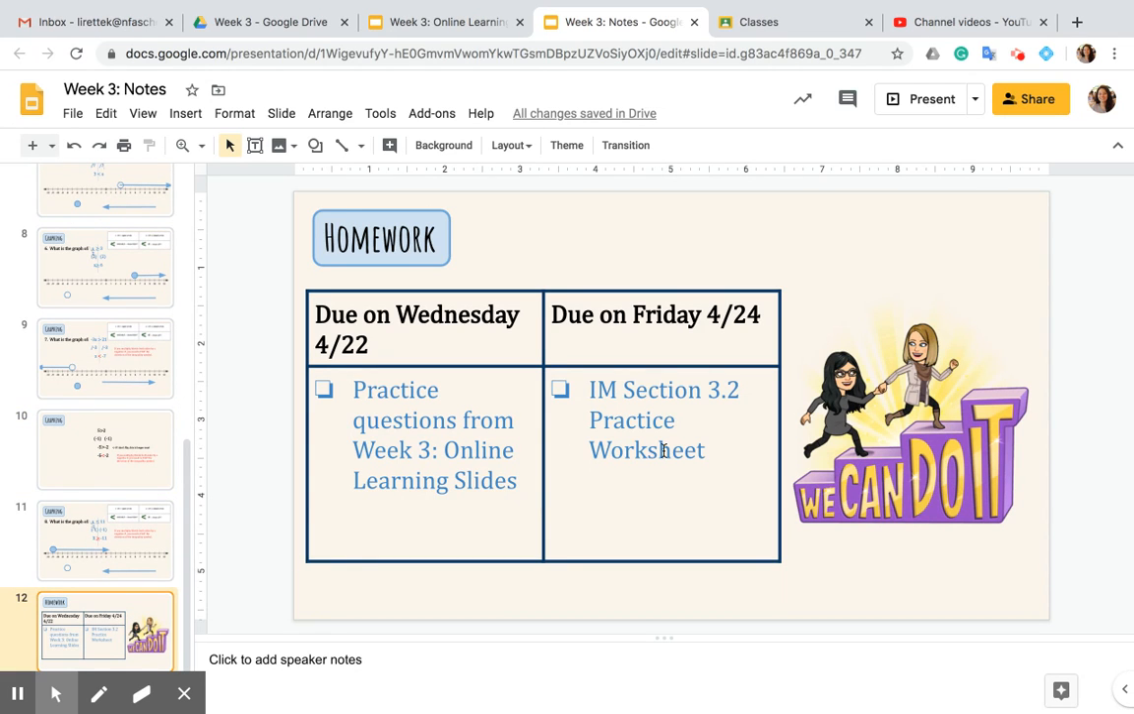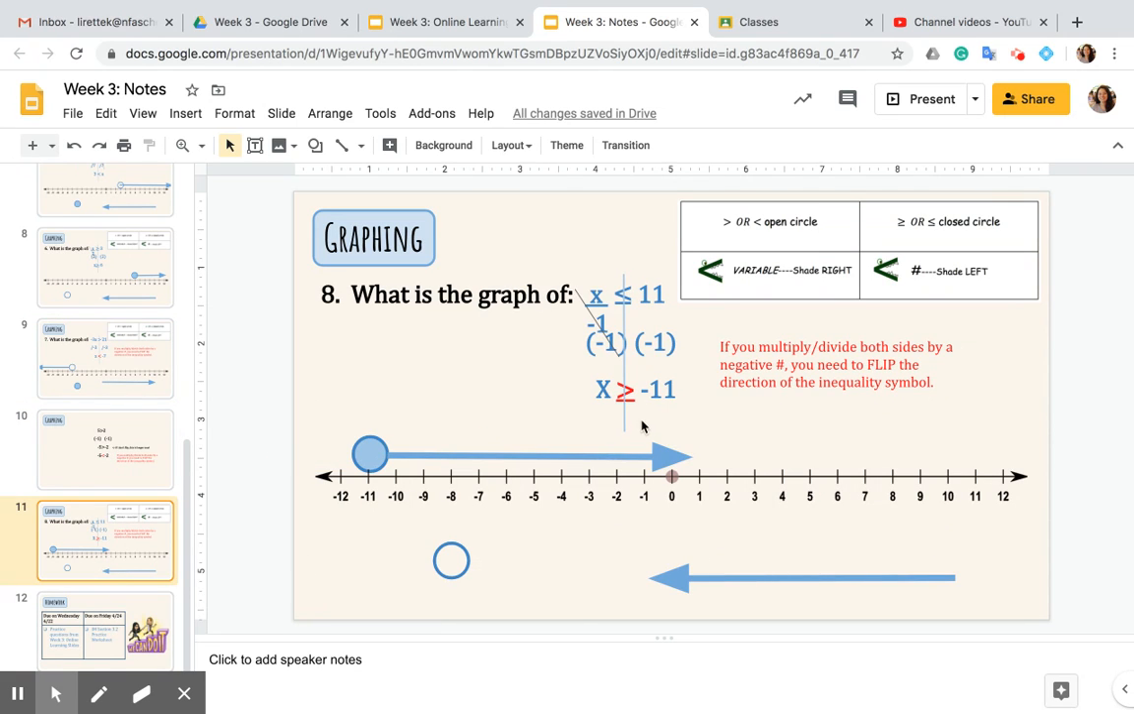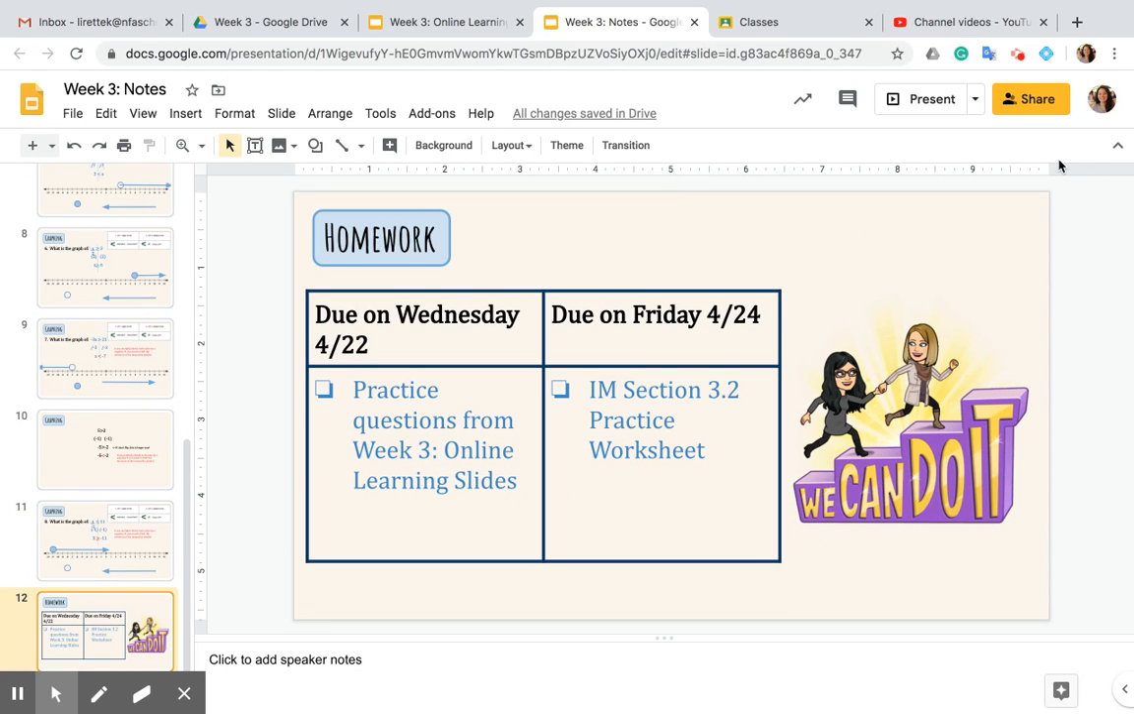And then on Friday, I'll have an interactive worksheet similar to the slides. You will type in your solution for solving, and you'll drag and drop the appropriate pieces for the graph. Okay, so give those a go.